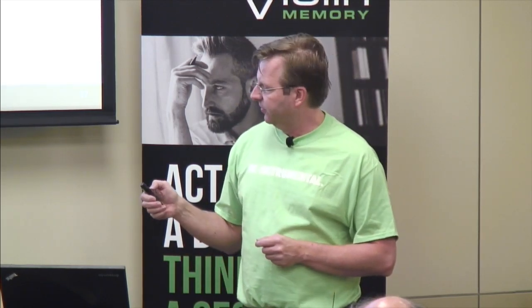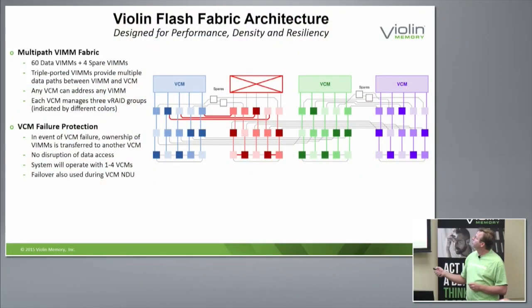Interestingly enough, this will work even if you take down 3 out of 4 of the VCMs and still have complete access to all the data on the system. And this failover mechanism, Pat will talk to it in a little bit, is also the key to how we do part of our NDU, our non-disruptive upgrade of the system. We can fail over all the data access paths, do the upgrade, and move on to the next component.